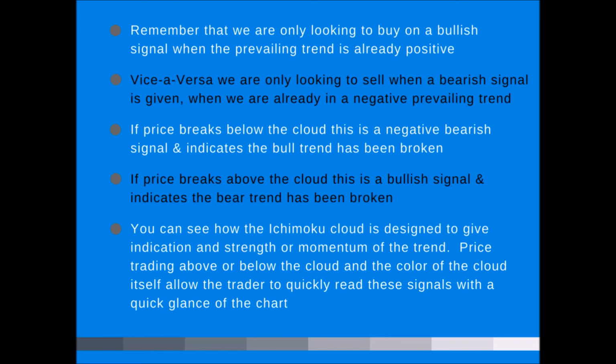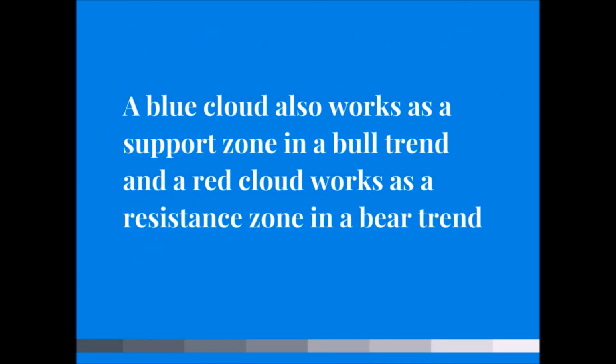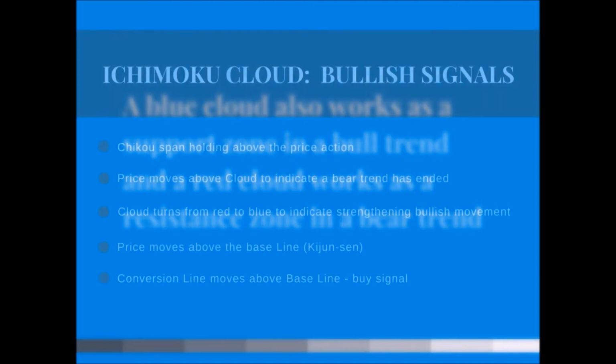You can see how the Ichimoku Cloud is designed to give indication of the strength or momentum of the trend. Price trading above or below the cloud and the color of the cloud itself allow the trader to quickly read these signals with just a glance of the chart. A blue cloud also works as a support zone in a bull trend, and a red cloud works as resistance in a bear trend. So bullish signals, just to recap.